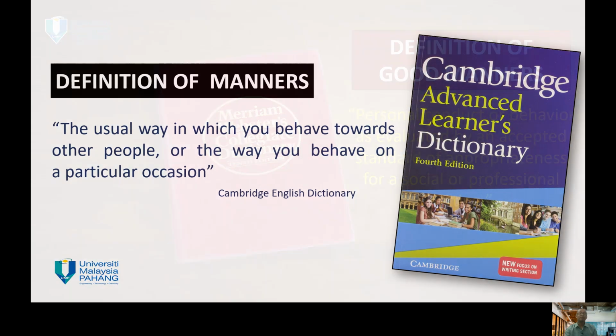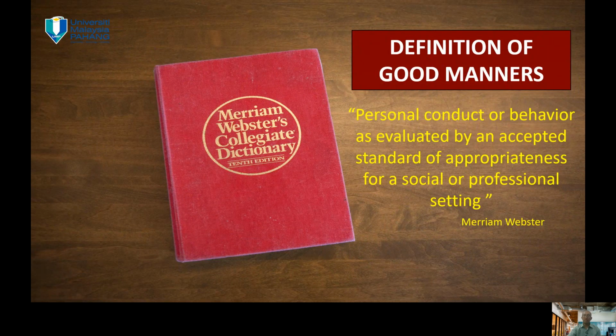Alright, a similar definition by looking at the second definition of good manners. As you can see here, actually good manners are related to two main elements. Number one is personal conduct, and number two is behavior. So good manners is related to personal conduct, meaning how you can conduct yourself. This is number one, personal conduct, and number two is related to behavior. So from this definition, these two main elements, personal conduct and behavior, are able to be evaluated by an accepted standard of appropriateness for a social or professional setting.